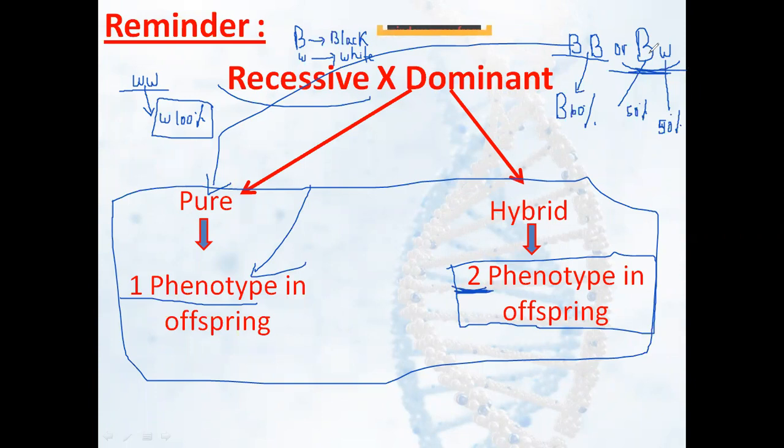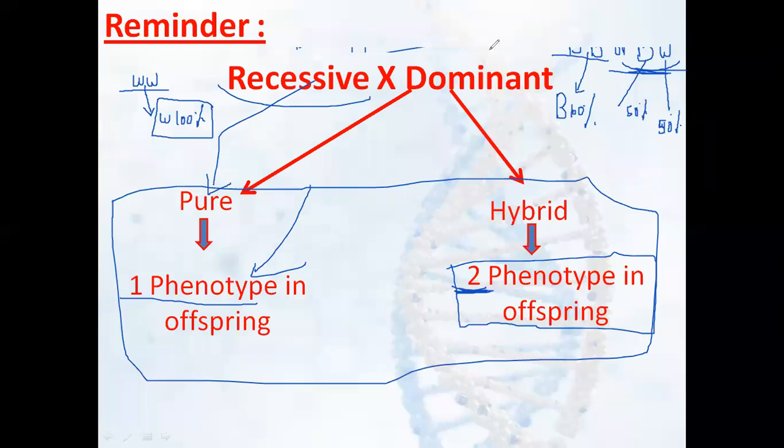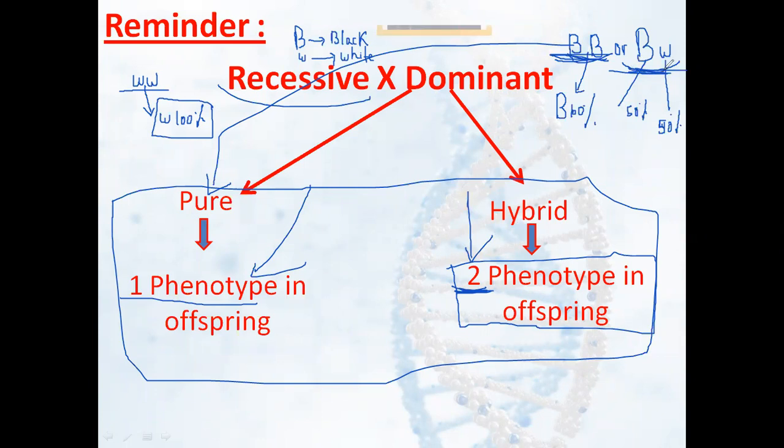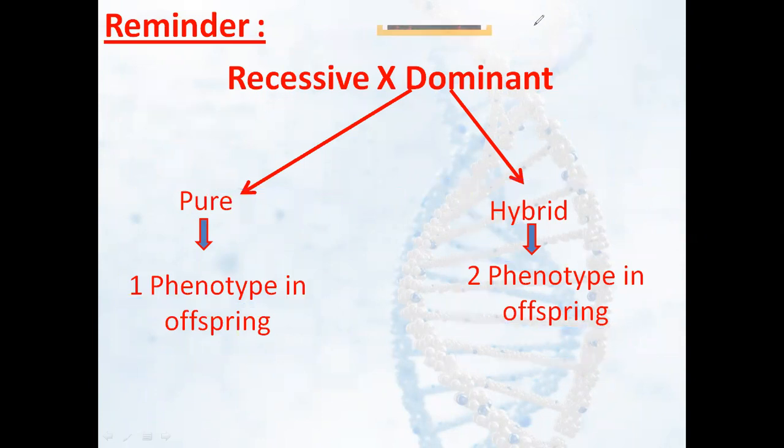So I will repeat: the test cross is used to determine whether the dominant parent is pure or hybrid. If we have only one phenotype, for example all black, it gives only one type of gamete, so it's BB. However, if we have two different phenotypes, it gives two different types of gametes, and it's Bw. So this is the third type of cross.